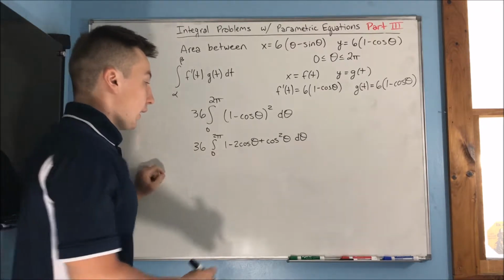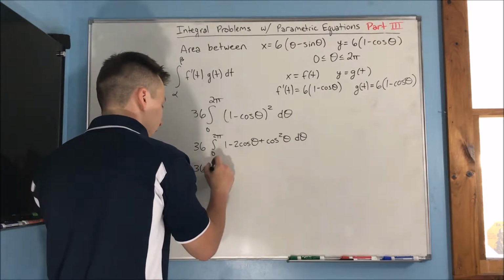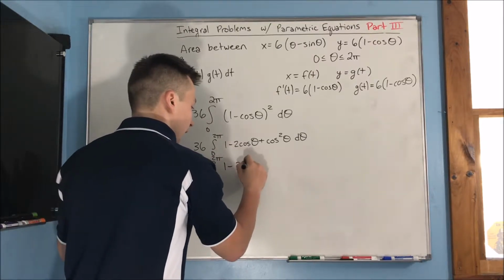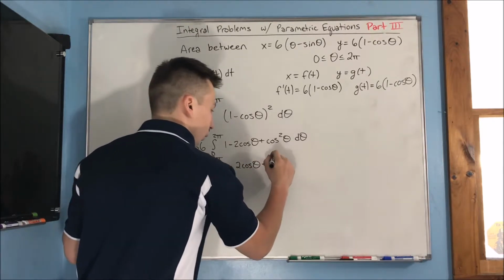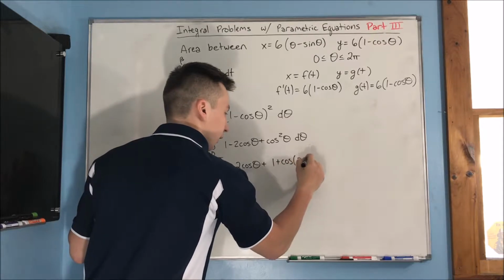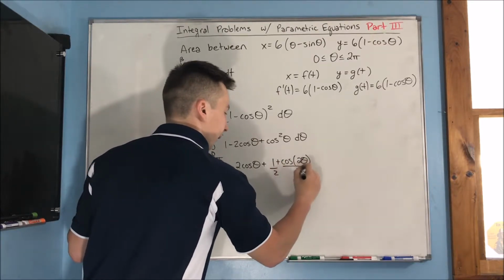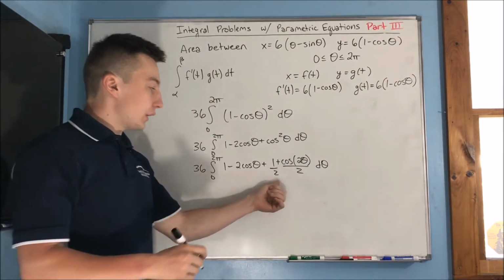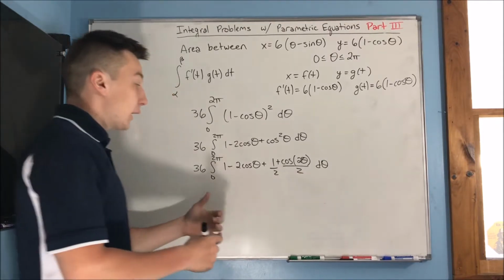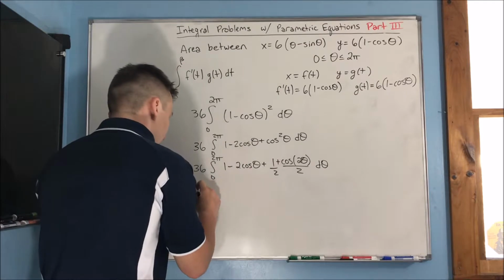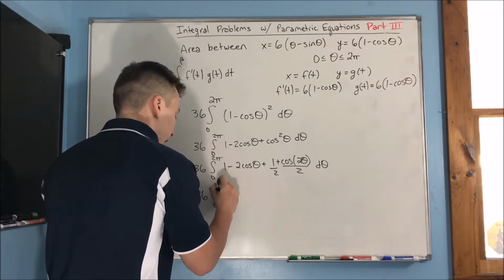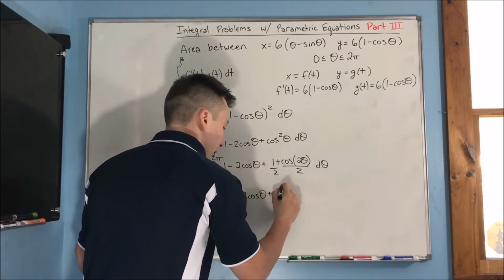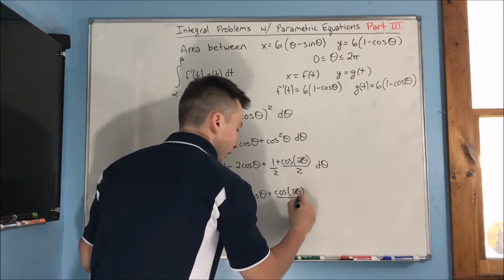Alright, and we can use our half angle identity here to get 36, the integral from 0 to 2 pi of 1 minus 2 cosine theta plus (1 plus cosine of 2 theta). And we'll put each one of these over 2 instead of putting the whole thing over 2. And of course we have our d theta here. Now the reason why I divided that 2 up to put it over each of them individually is because we can combine this 1 and 1/2, just make it a little bit easier before we end up integrating. Alright, we end up with 3/2 minus 2 cosine theta plus cosine of 2 theta over 2 d theta.